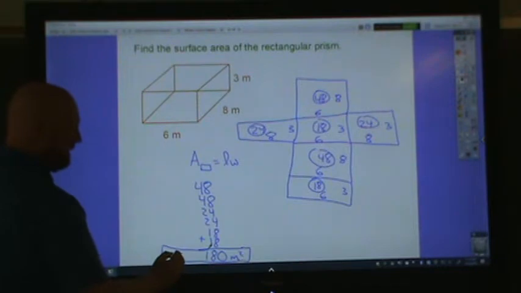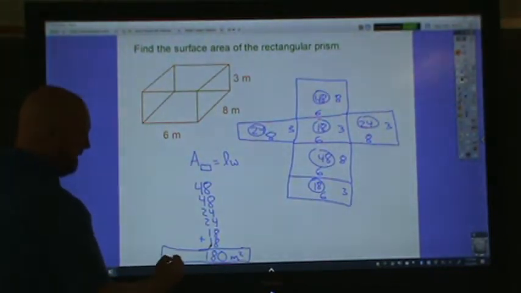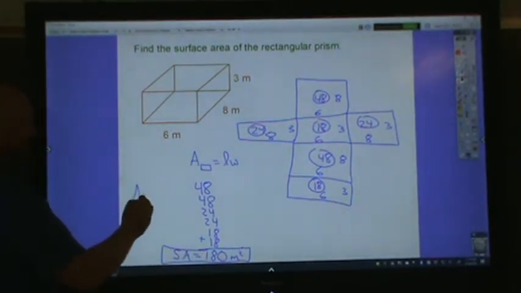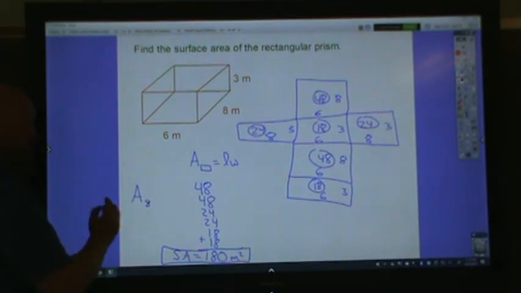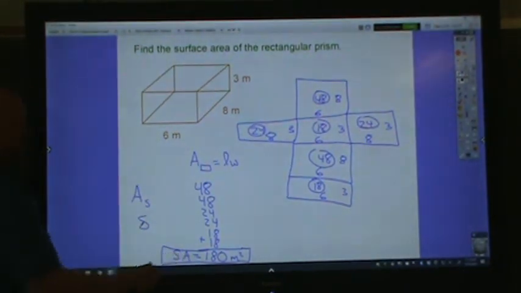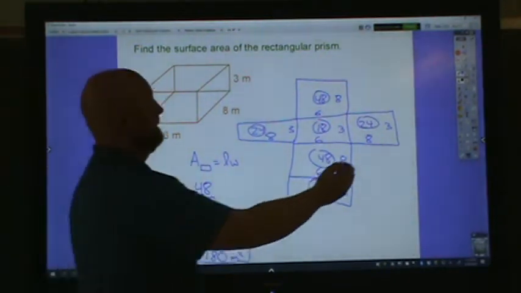With surface area, a lot of times you'll see it written capital S, capital A. Another way that you might see surface area written would be an A sub S, or some people will just do a capital S. All of those are accepted forms for surface area.